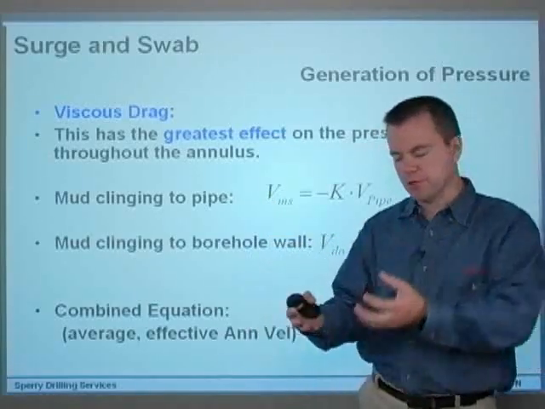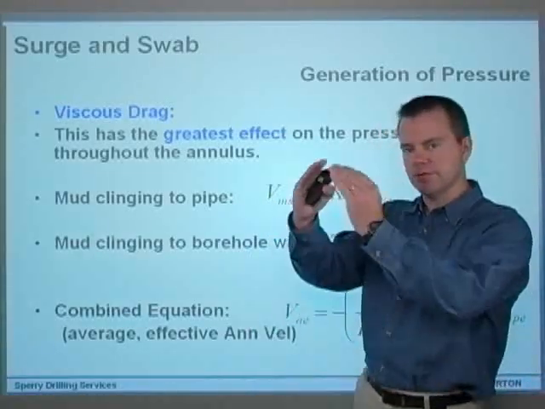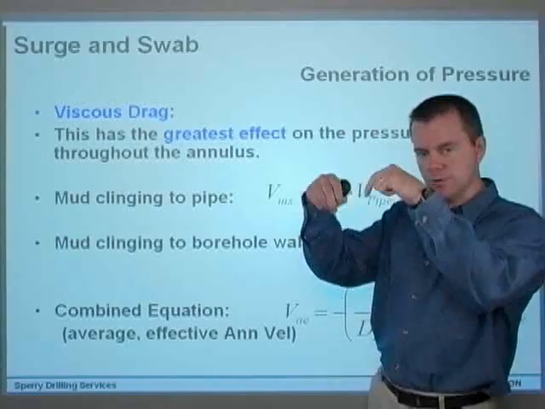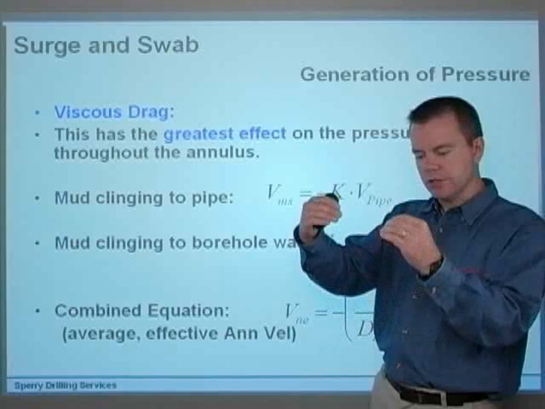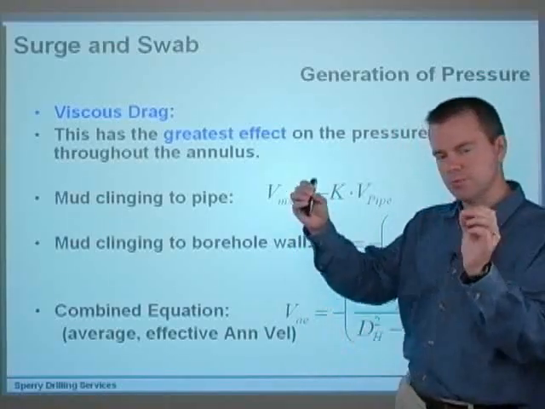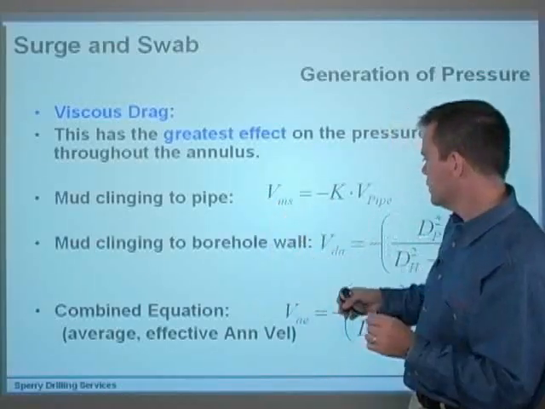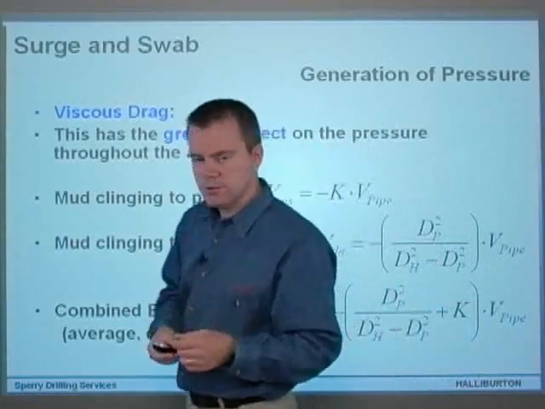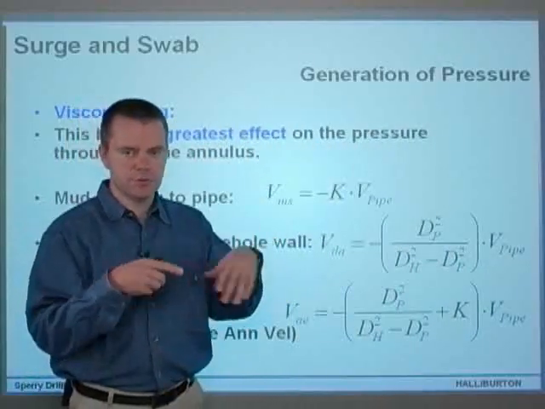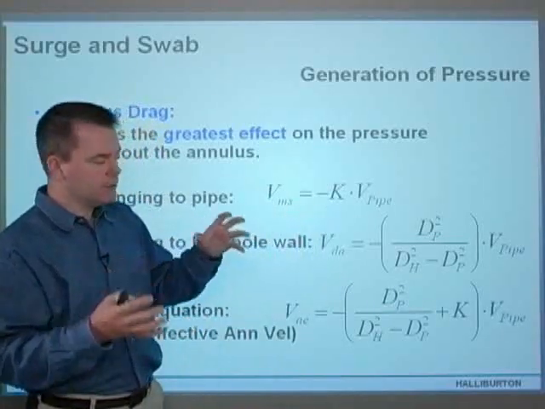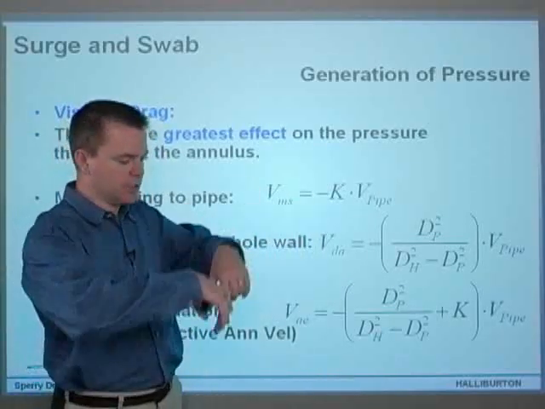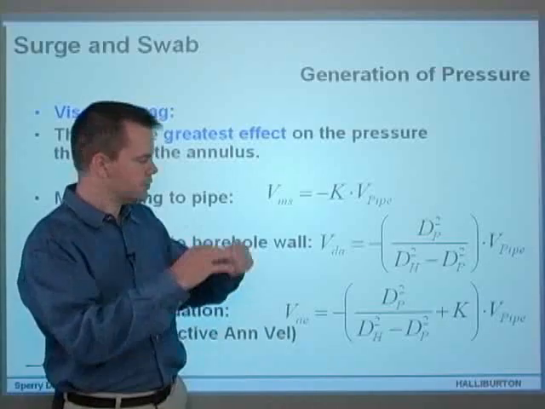So as you move the pipe up, you're effectively pulling some of that mud up with the pipe, or as you're running in, you're pushing some of it in. There's mud clinging to the outside of the pipe, and there's also mud clinging to the borehole, which isn't moving. So we've got two effects, two extremes there. You've got the mud on the pipe, mud on the hole, not wanting to move, and you've also got the velocity of the pipe and the velocity of that fluid.